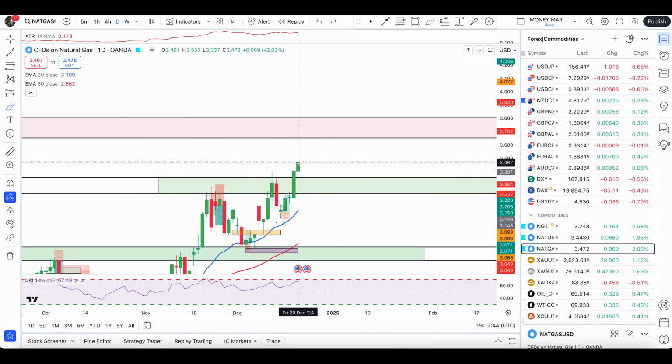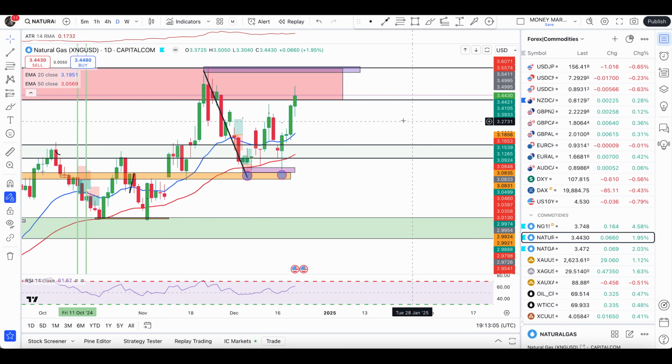Let's say we have no pullback, price just pushes up, then it is an area from where we can start to look for the sell conditions. With that, if we have overbought as well, that will be the strongest entry. Now on Capital.com, we have a different situation.